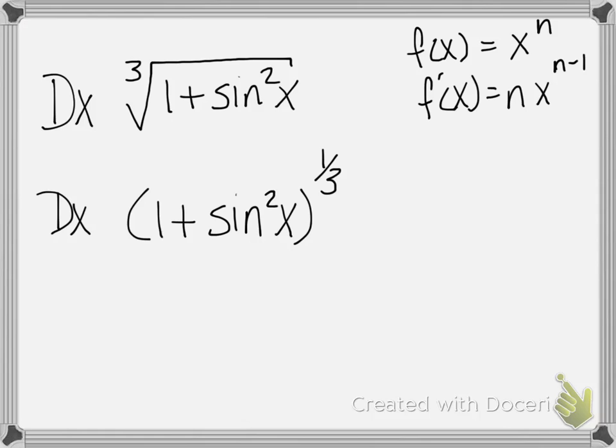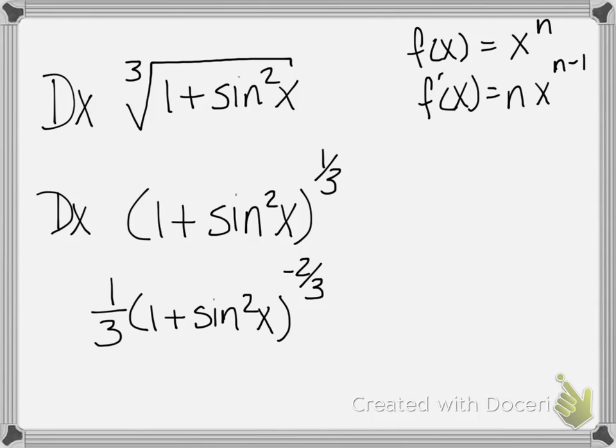Alright, so whenever we do that, we're going to have 1/3 of 1 plus sine squared x to the 1/3 minus 1. So we're going to have 1/3 minus 3/3. So that'll give us to the negative 2/3. And then that is going to be multiplied by the derivative of what's inside.